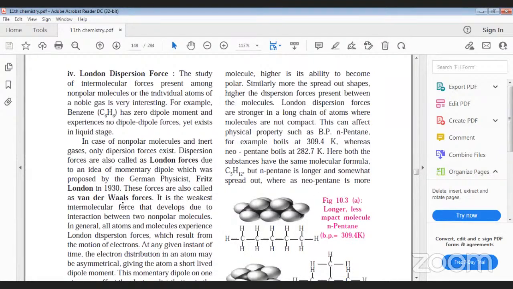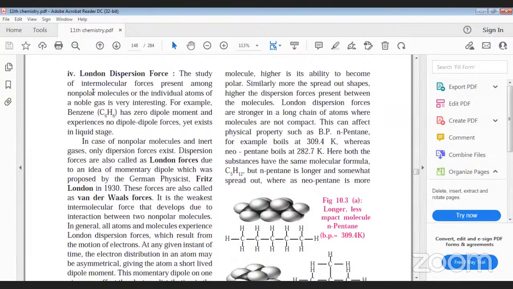Now this is again a very important and very different kind of dispersion forces. So we will understand it slowly. See, London dispersion forces. London is the name of the scientist, Fritz London, in 1930. He is a German physicist. He proposed these London forces, and what he studied, we are going to see.